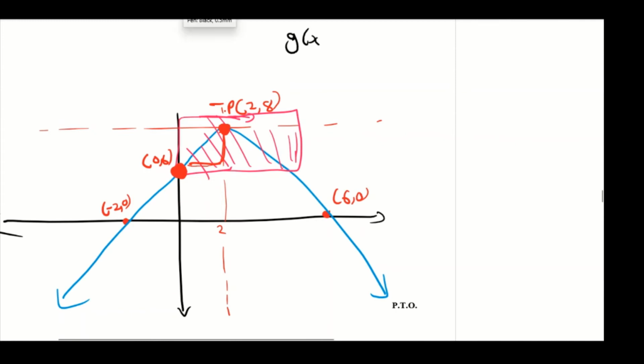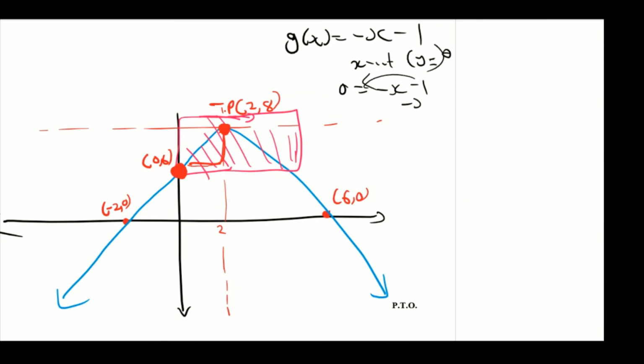So g of x is equal to minus x minus 1. To draw this, you have to find the intercepts. The x-intercept is when y is equal to 0, so 0 is equal to minus x minus 1. Transpose the 1 to that side, you have minus x equals 1, which is therefore x equals minus 1. So the point is minus 1 and 0.